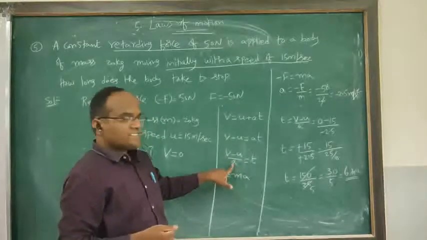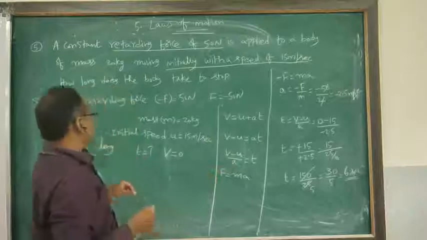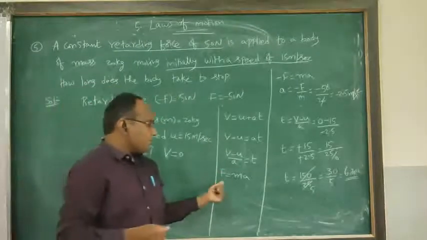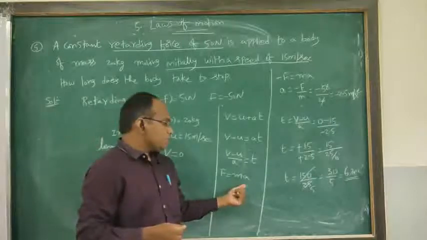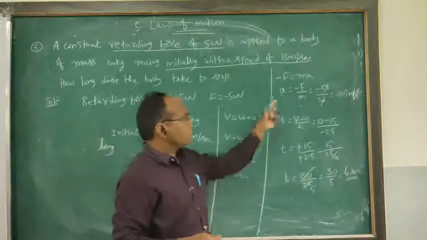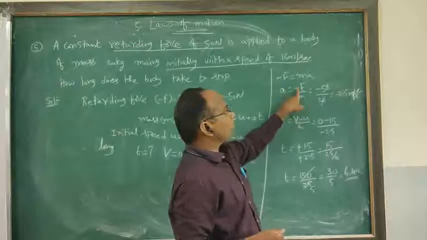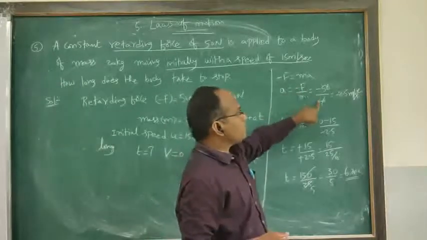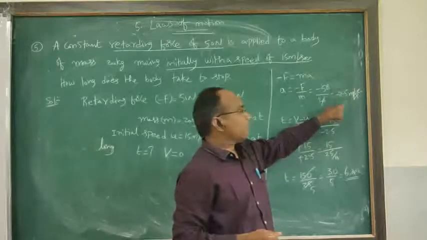So we don't know acceleration. Here, force is given, mass is given. So what is the formula? F is equal to ma, so a is equal to F by m. Here F is the retarding force, so a is equal to minus F by m. I substituted the value and got minus 2.